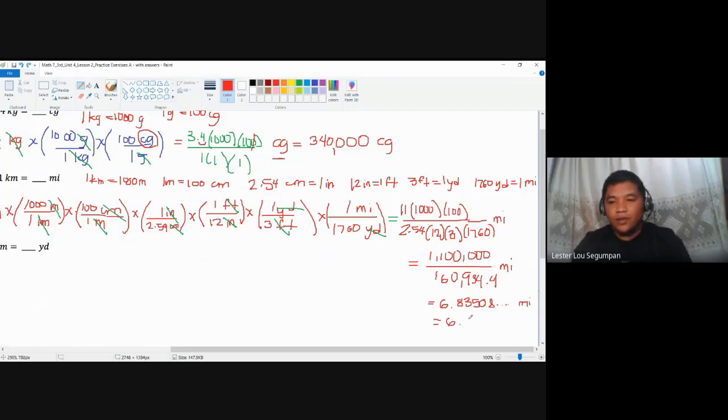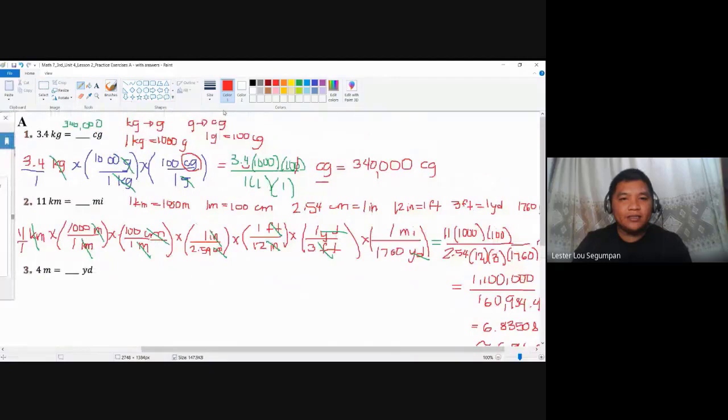You have 6.80. The next value is 5. So this is approximately 6.84 miles. So this is the number of miles for 11 kilometers. So you have approximately 6.84 miles. This is the longer version of using all the conversion factors found in our module.